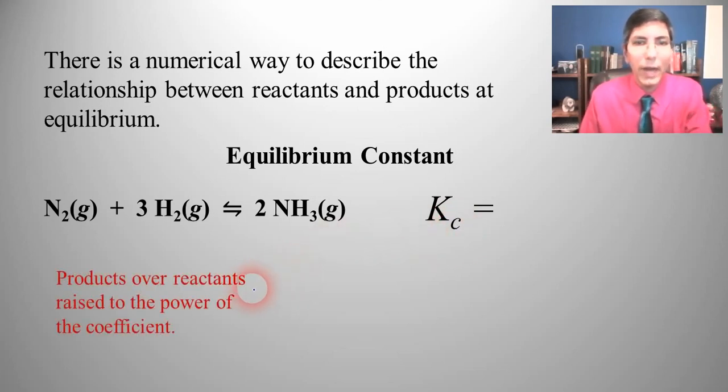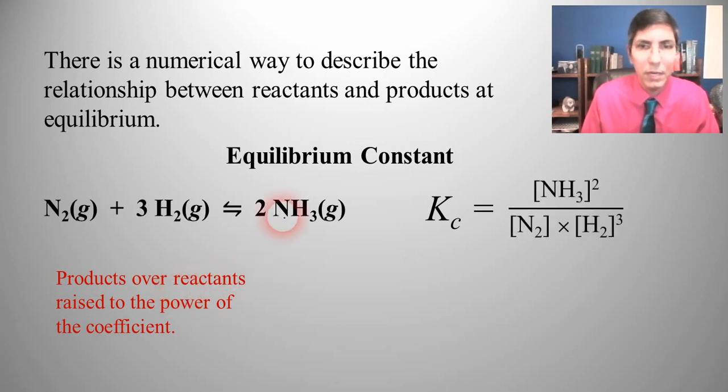So the way you write the equilibrium constant is products over reactants raised to the power of the coefficient. So that means it's going to be the concentration of NH3 squared. That 2 out in front becomes the power, becomes the exponent, all over the concentration of N2, times the concentration of H2 cubed. The 3 right here turns into an exponent whenever we write out the equilibrium constant expression. So we've just written an equilibrium constant expression for this.